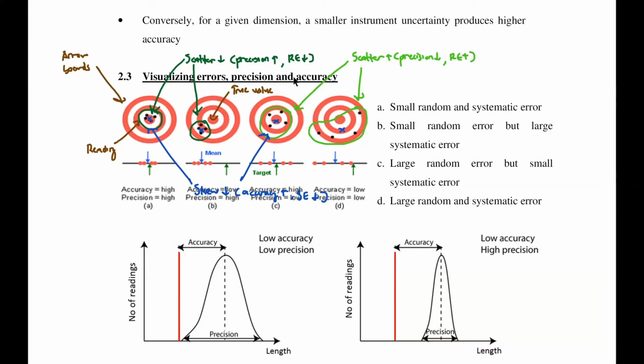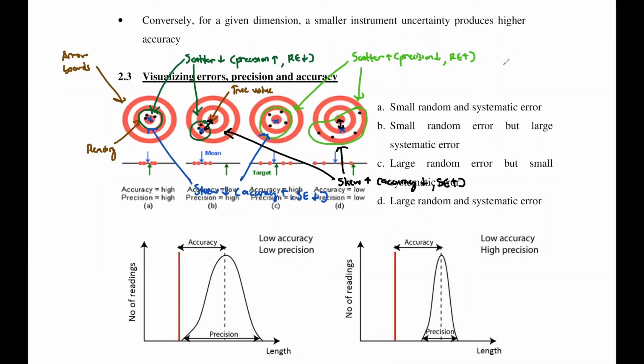Now looking at the second and fourth board, we can clearly see that the mean value is far from the true value. So the skewing here is considered to be high. So our accuracy is considered to be low, but systematic error is considered to be high.